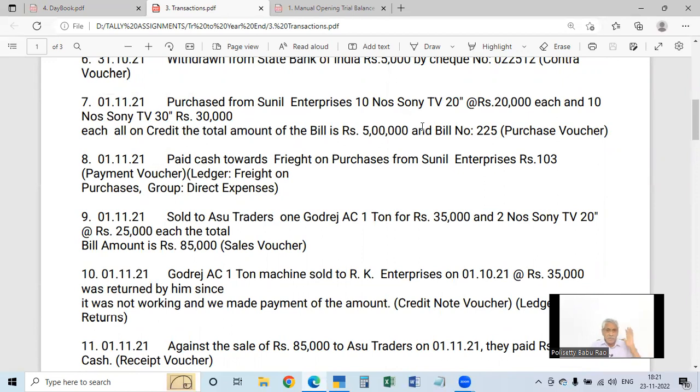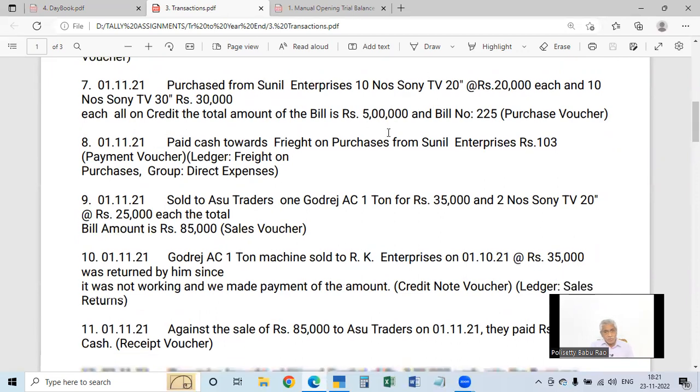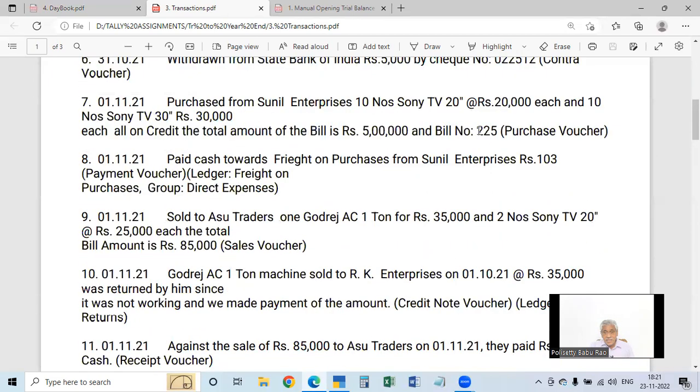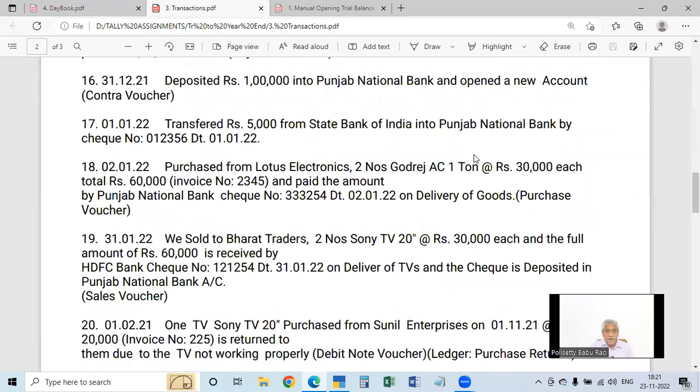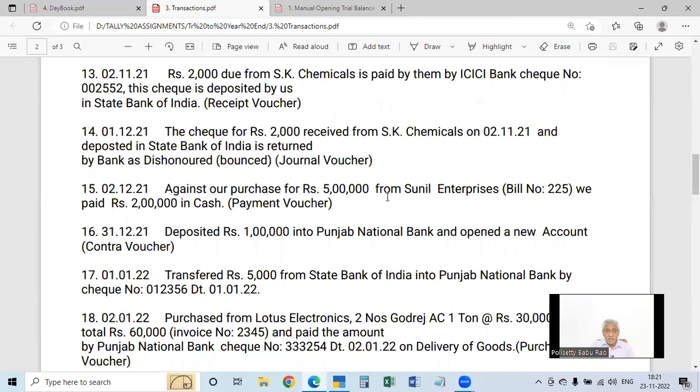You can enter any number of stock items in one bill. So both the stock items are entered, and the bill number is the same, that is 225. Bill number is only one. So against that bill, against that amount, we paid 2 lakhs in cash. So we are making a payment. We have to enter the payment voucher. In the payment voucher, payment means we are paying cash only.